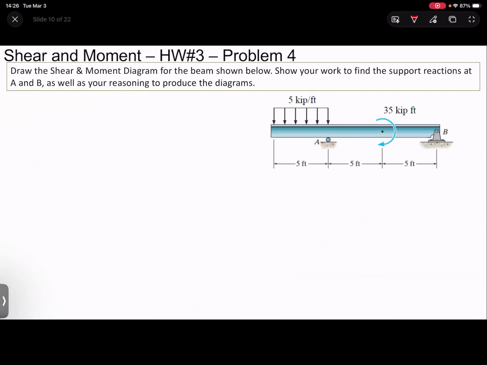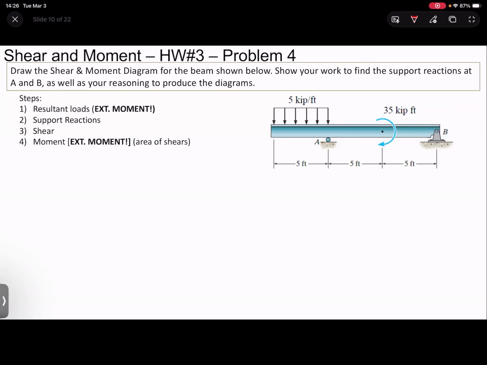Okay, shear moment. Number 4. This was on your homework 3. This one is important because we have an external moment applied of 35 kips, and we're asked to draw the shear and moment diagram for the beam shown. So again, just drawing it, same steps, but we have to note in this, we have an external moment applied of 35 kip foot. So when we're talking about resulting loads, we need to make sure to include this moment, and this will affect our support reactions. It won't affect our shear, but when we're doing our moment diagram, we have to include this 35 kip foot external moment too. So external, exterior moment, whatever you want to think there.